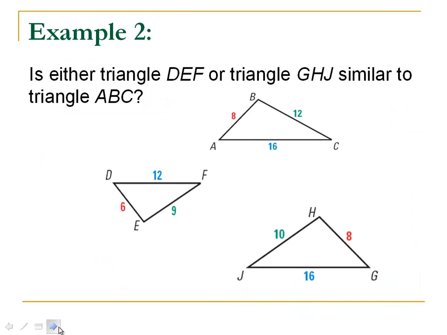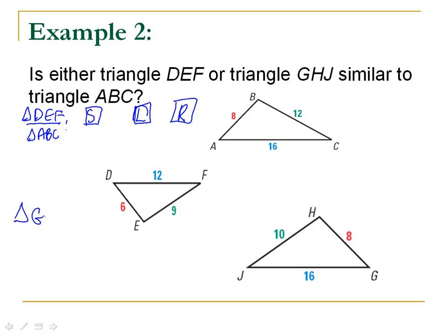So let's look here. Is either triangle DEF or triangle GHJ similar to triangle ABC? So why don't you pause the video and try this one on your own. Remember, you're going to compare triangle DEF to triangle ABC. And you want to do the shortest sides. I'm going to put S for shortest, the longest sides, and then your remaining sides. And you want to find that proportion. Then you also want to compare triangle GHJ to triangle ABC. You could flip these and do it the opposite way. You want to compare your shortest sides, and you want to compare your longest sides, and then you want to compare your remaining sides. So pause the video and try this one.